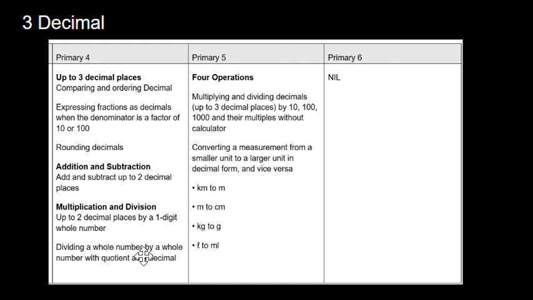By P5, they will then move on to multiplication of decimals up to 3 decimal places. Just now it was 2 decimal places in P4. So by P5, they will go up to 3 decimal places. And same thing, they have to do it without using a calculator, if they multiply or divide by 10, 100 or 1000.